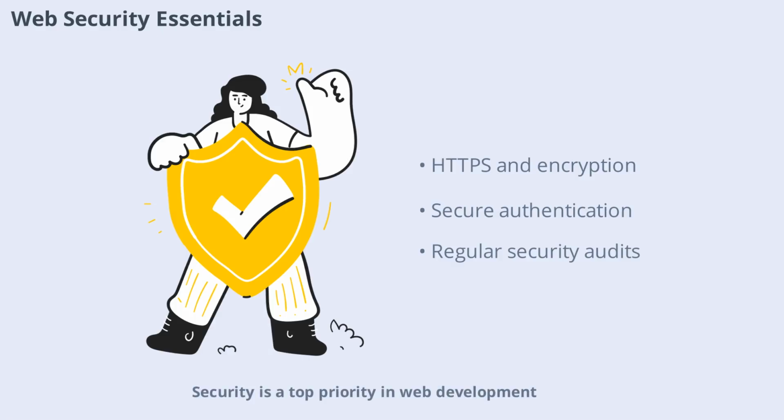Security is a top priority in web development. Developers must protect user data and prevent unauthorized access. Common security measures include HTTPS, data encryption, and secure authentication methods. Tools like firewalls and regular security audits help identify and fix vulnerabilities. Staying updated with the latest security practices is crucial as threats evolve.